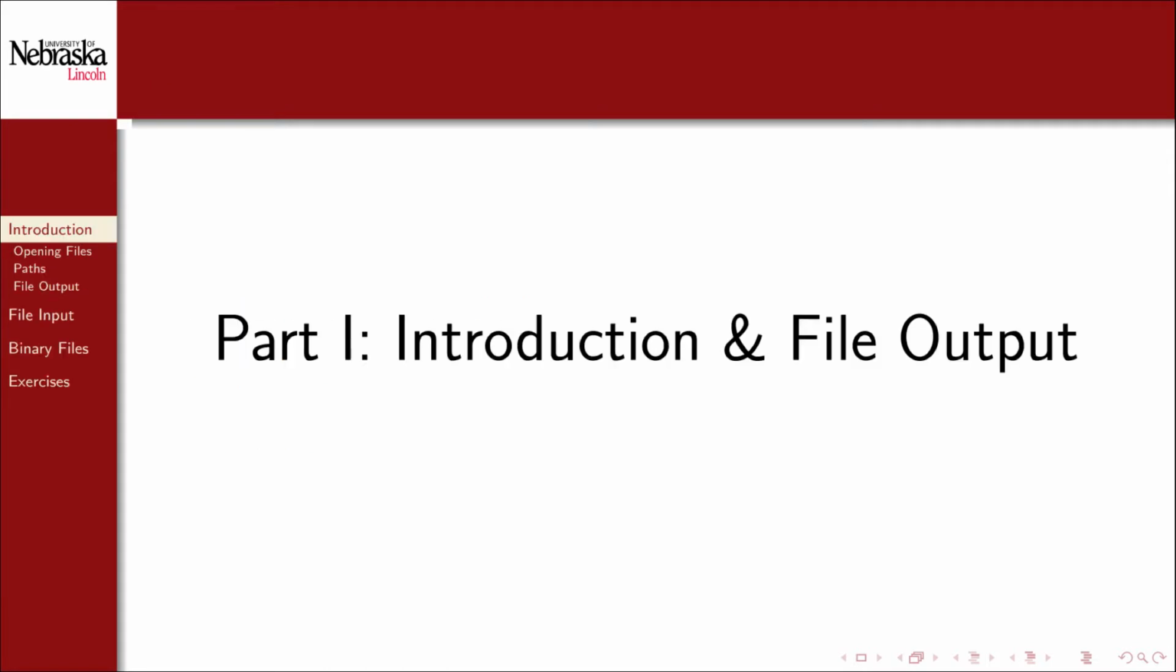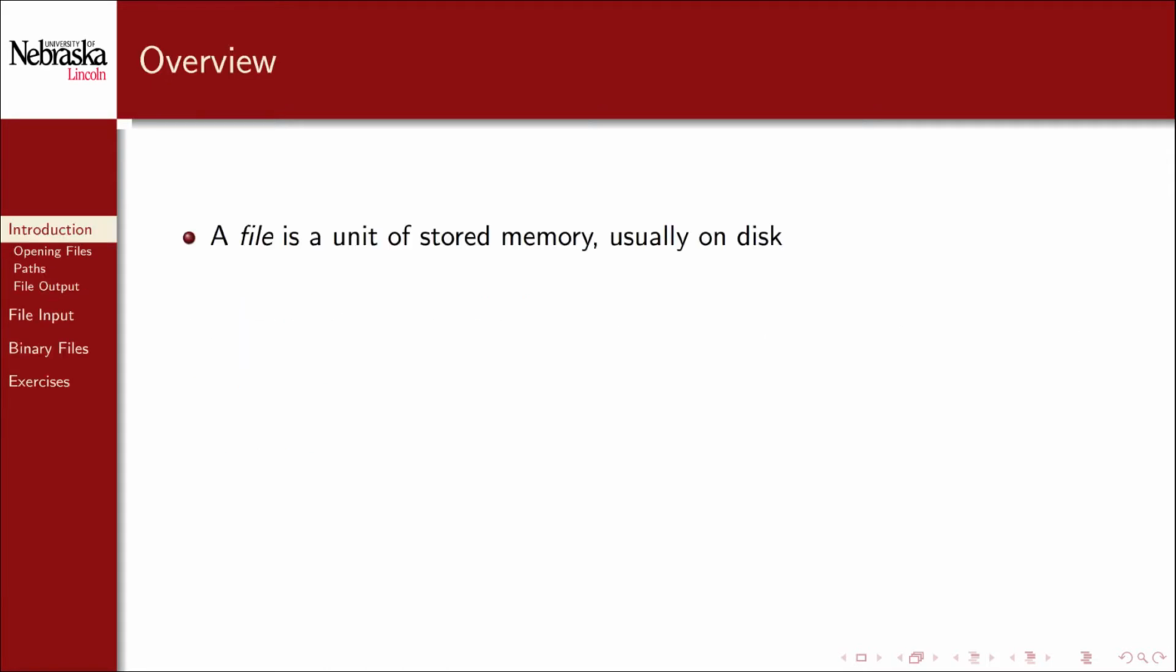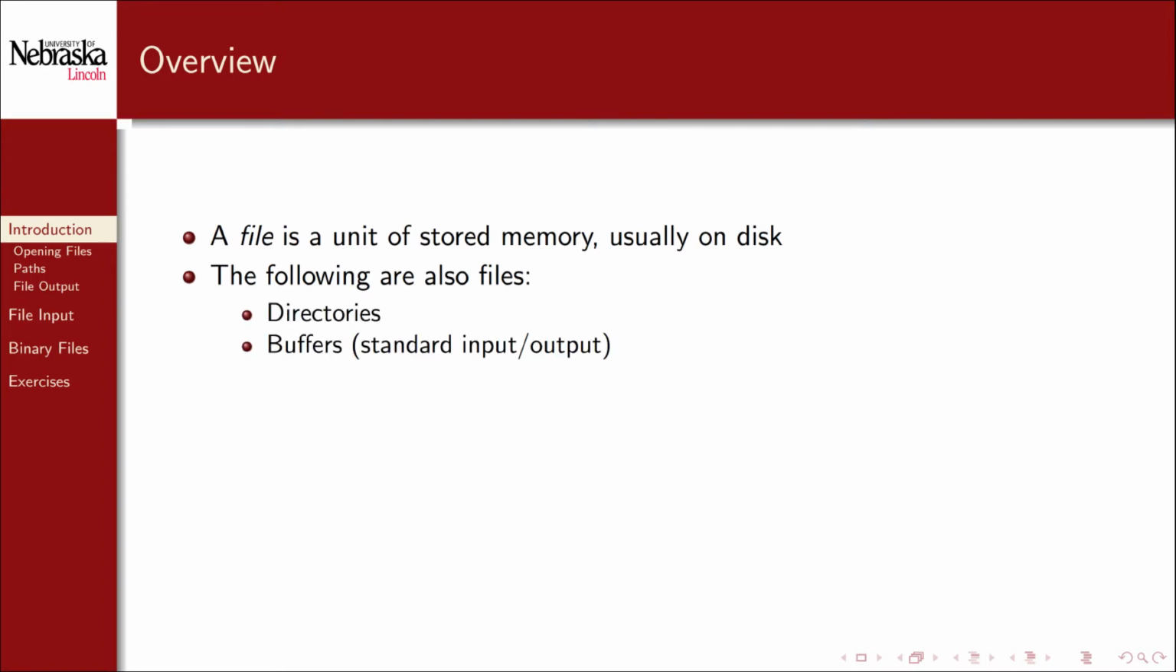A file is a unit of memory stored in a computer. Usually we think of files as being stored on disk, but that's not all. The following are also files. Directories are files. Buffers, such as the standard input and output streams, are files. Programs, when stored on disk or even when they're running, are files. And network sockets are also files.